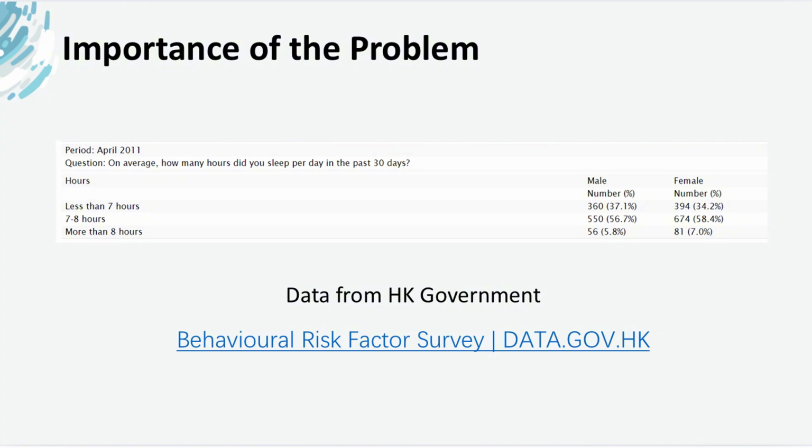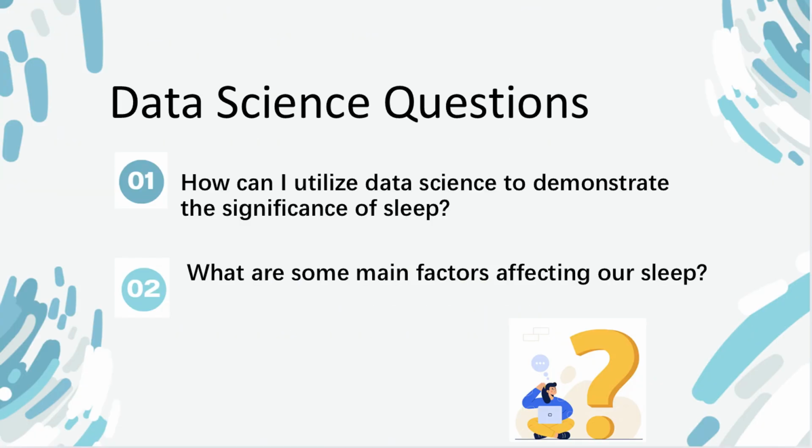I also looked up statistics from the Hong Kong government. As you can see from the graph, about 35% of the people sleep less than 7 hours, which is not enough. So now let's look at the data science questions that we're going to answer today. First, how can I utilize data science to demonstrate the importance of sleep? Second, what are some main factors affecting our sleep?